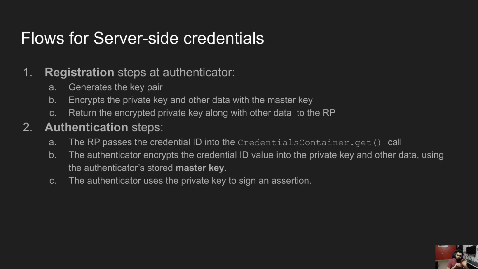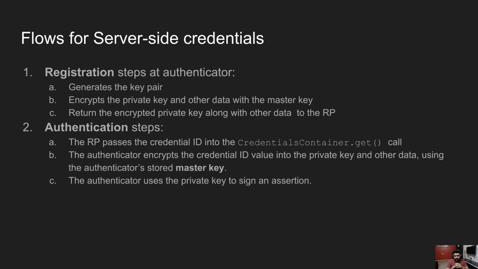So what will be the flow in this case? We want to go over the whole flow because only a few things are changed. In the registration step, the authenticator will generate the key pair. It will encrypt the private key and other data with the master key. And it will return the encrypted private key along with other data to the relying party. Now the RP server can store the encrypted private key, public key, and other information.